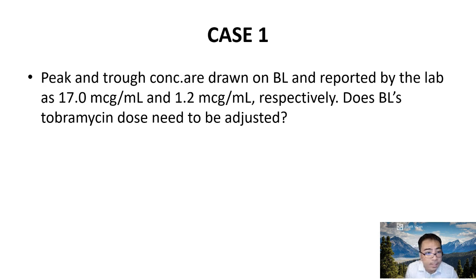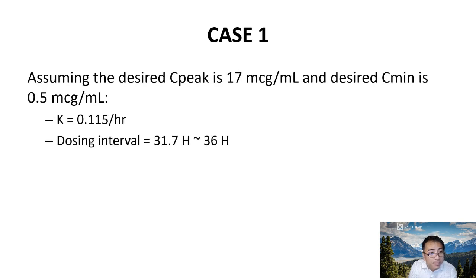Peak and trough concentrations are drawn on PL and reported by the lab as 17 and 1.2 micrograms per mL respectively. Does PL's tobramycin need to be adjusted? Obviously, class, in this case, the trough is greater than 1. Our goal, class, should be a trough concentration of less than 1. So the 1.2 is not good. Therefore, class, we have to adjust. You can actually just compute for this.